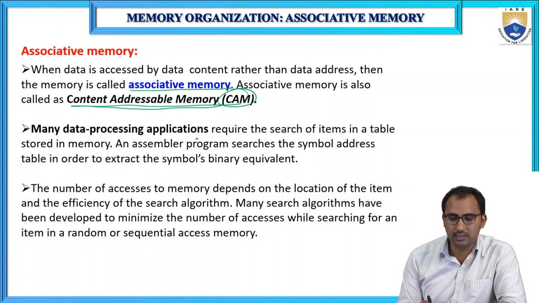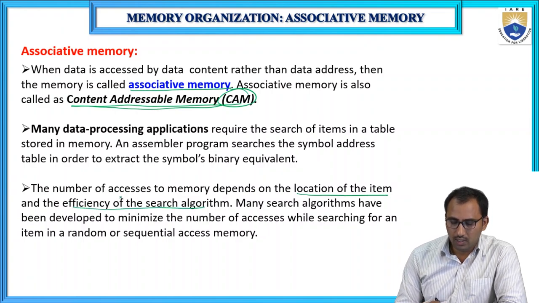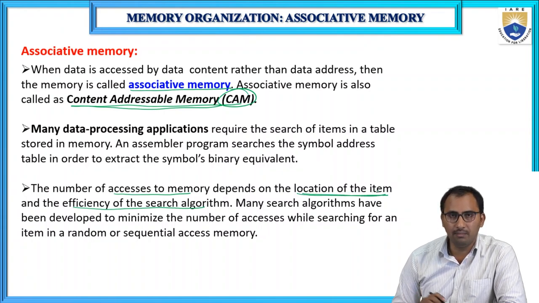Many data processing applications require the search of an item in a table stored in memory, because in some applications we need to search some items from the memory. For example, an assembler program searches the symbol address table in order to extract the symbol's binary equivalent. The number of accesses to memory depends upon two factors. The first factor is the location of the item, where that particular item is present in the memory. The other one is the efficiency of the search algorithm, because all the algorithms do not have the same efficiency.